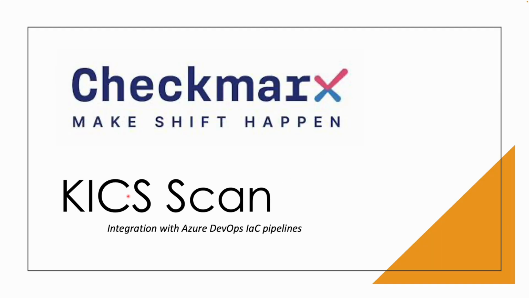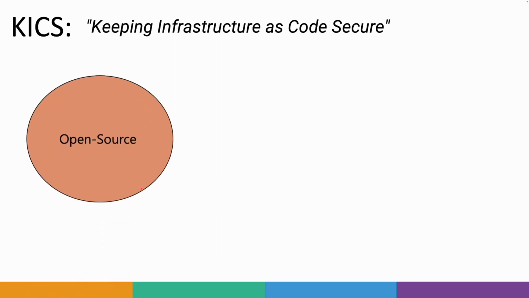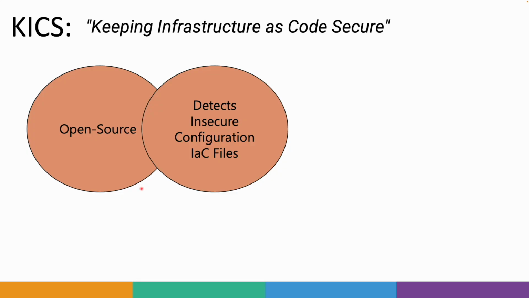Let's jump back to KICS because we are focusing on KICS today, and let's see what exactly is KICS. So KICS stands for Keeping Infrastructure as Code Secure. It's an open source solution developed by Checkmarx and the open source community for static code analysis of IaC. Now, how does KICS work? KICS will automatically parse common IaC files to detect insecure configurations that could possibly expose your application data or service to attack.